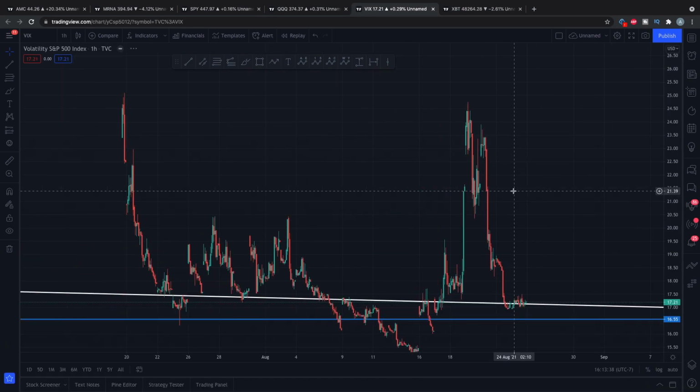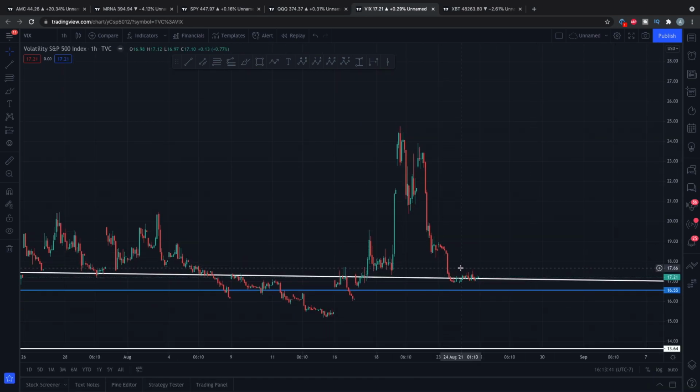Just to complement this, we'll have VIX. Because there was barely any price action today, VIX is in kind of a consolidation right at trendline support levels.